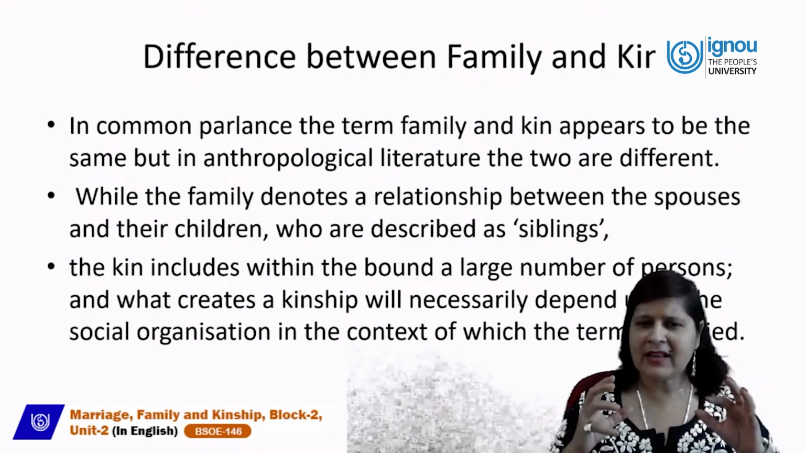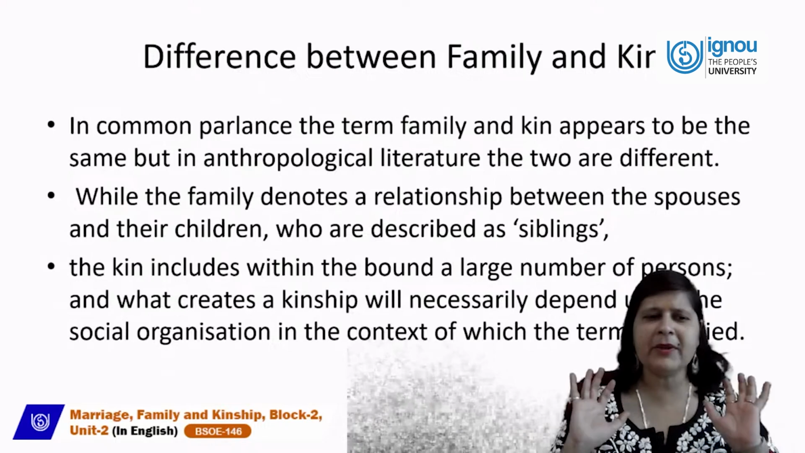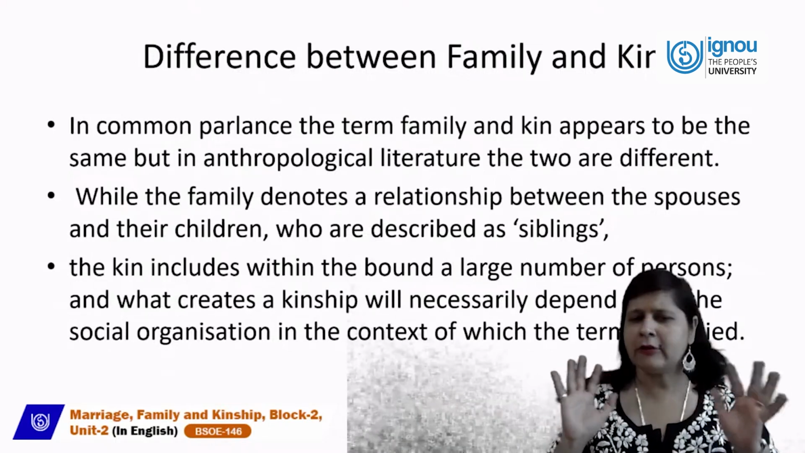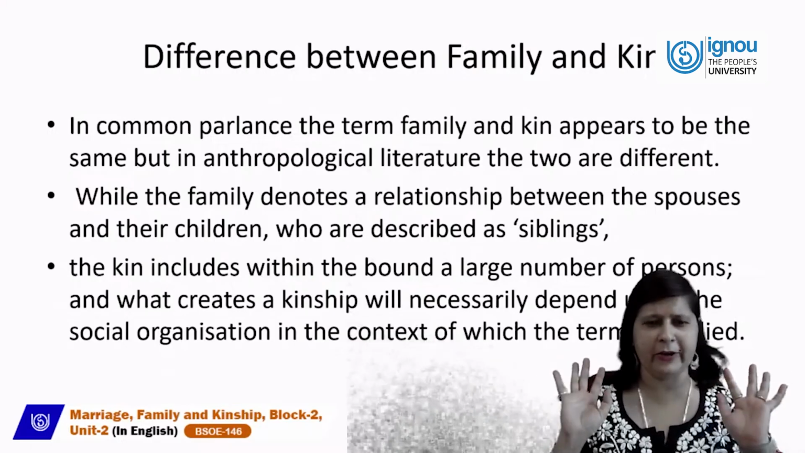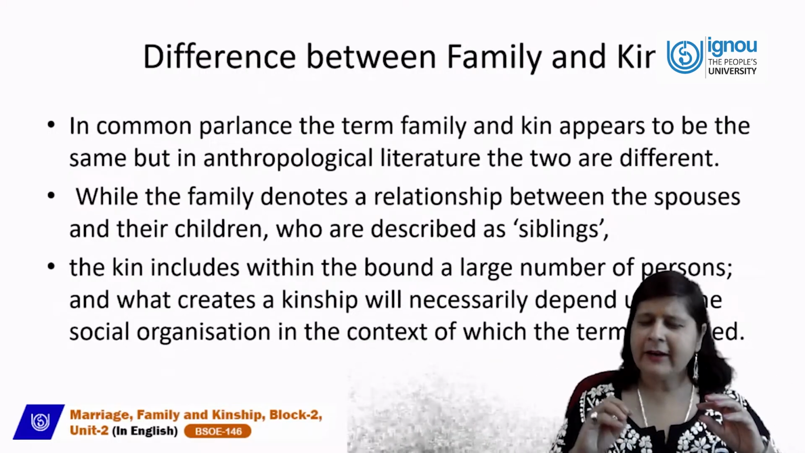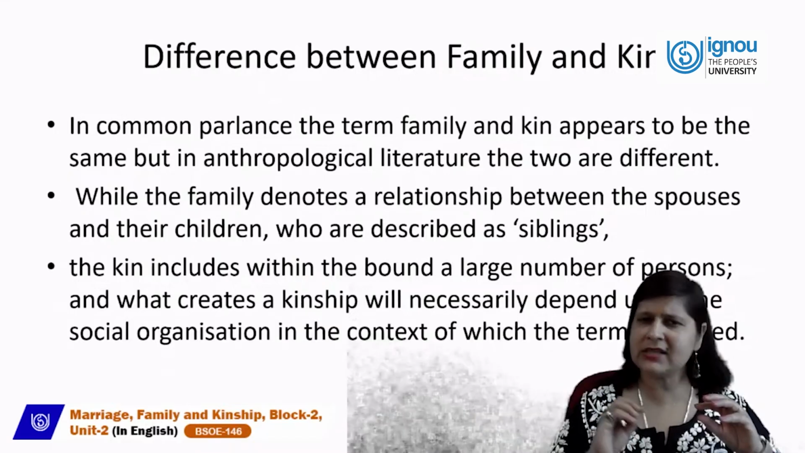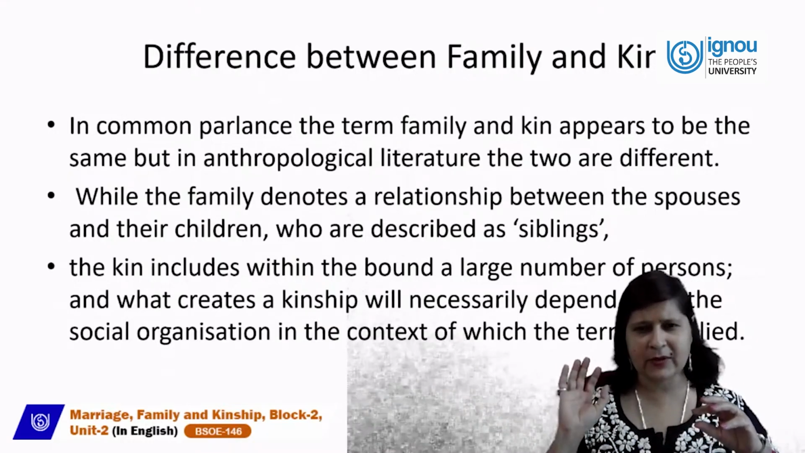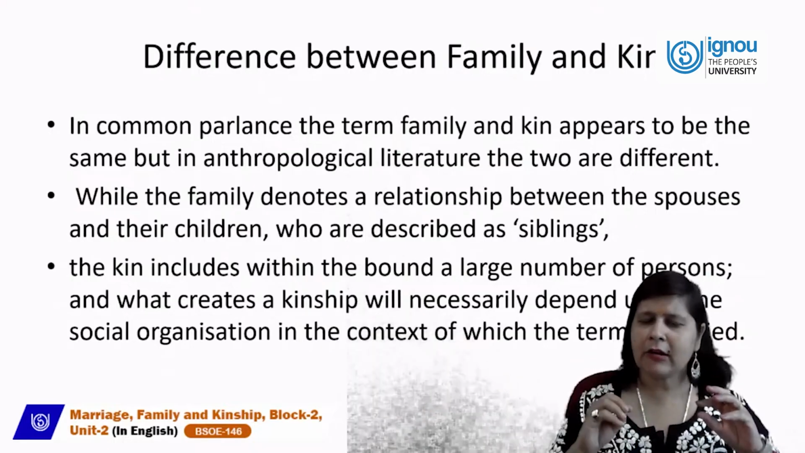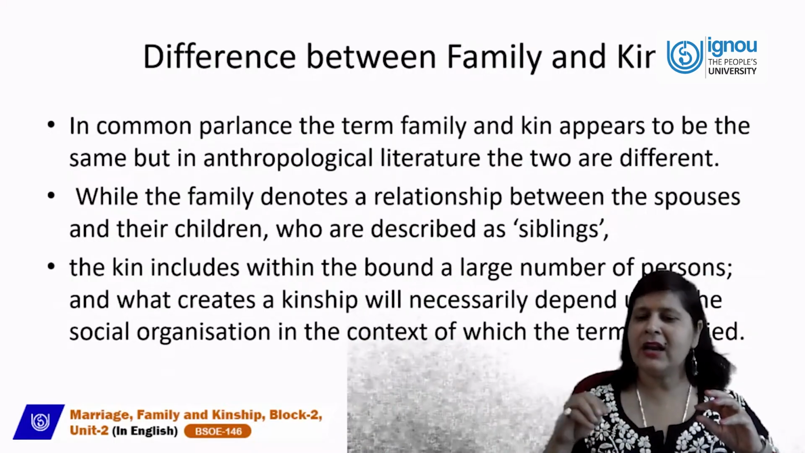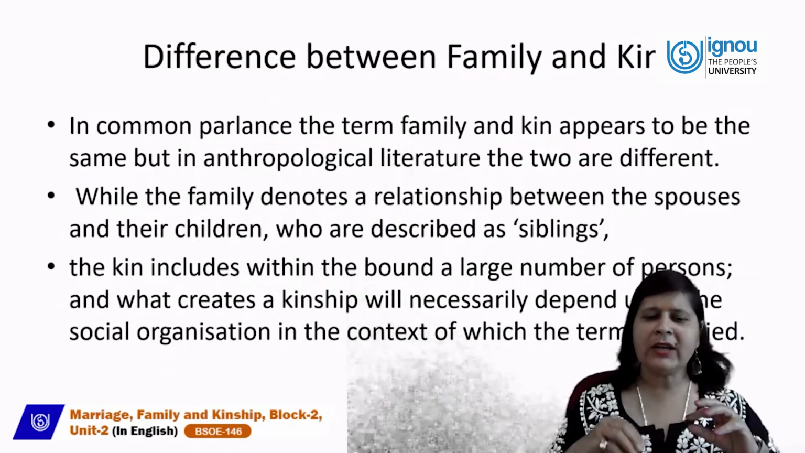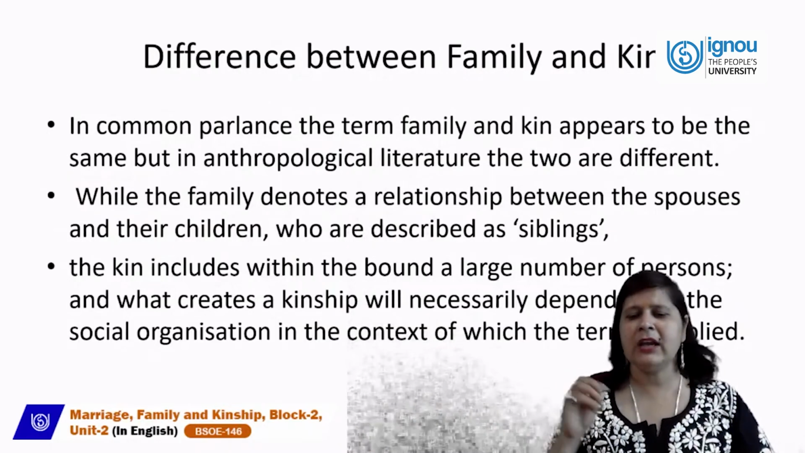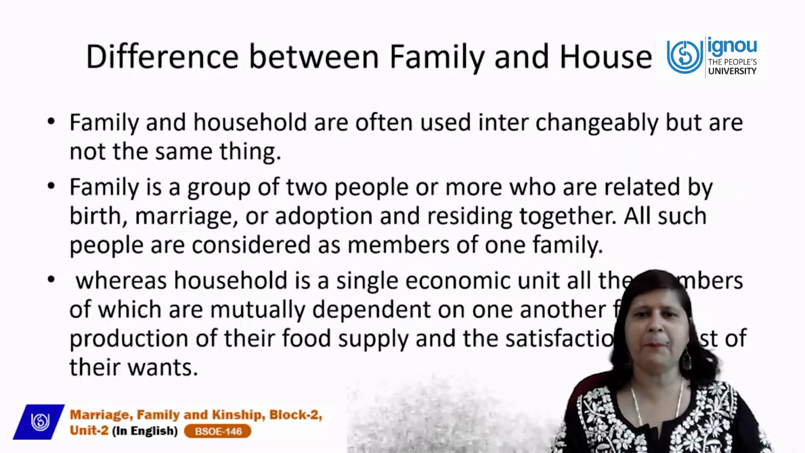In common parlance, the terms family and kin appear to be the same, but in anthropological literature they are different. The family denotes a relationship between the spouses and their children, who are described as siblings, right? The kin includes within its bound a large number of persons. What creates a kinship will necessarily depend upon the social organization in context to which the term is applied.